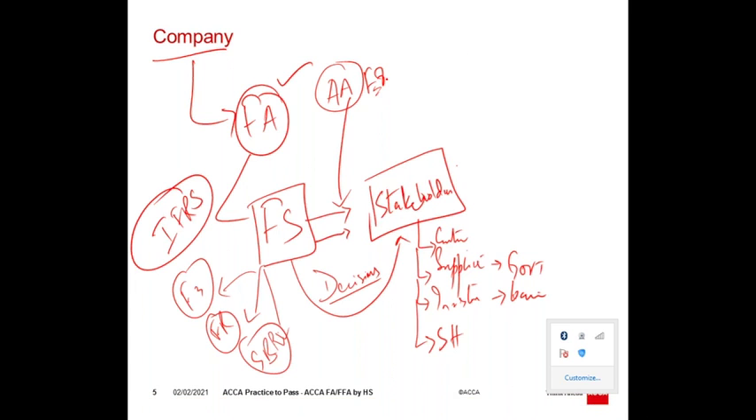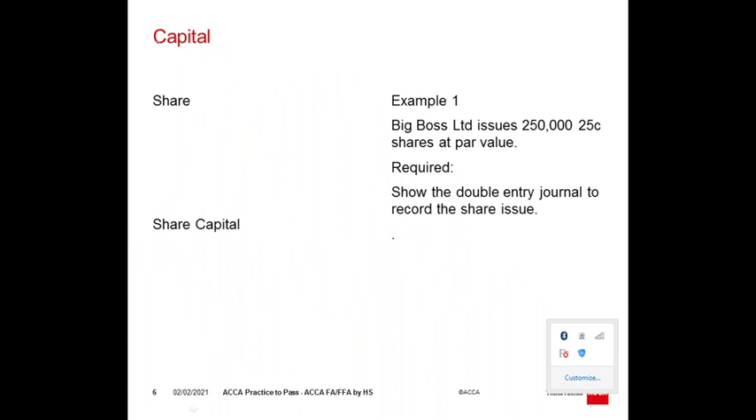So now, the company. The capital of the company is broken down into small pieces, which is called share. What is a share? A share means the smallest unit of the capital. The smallest unit of the capital is called share.